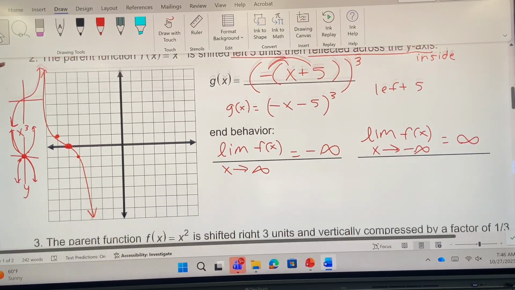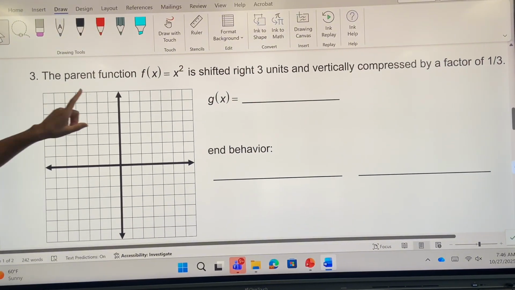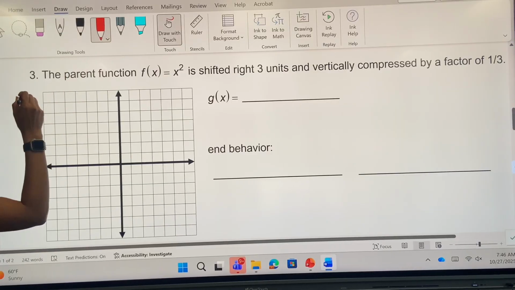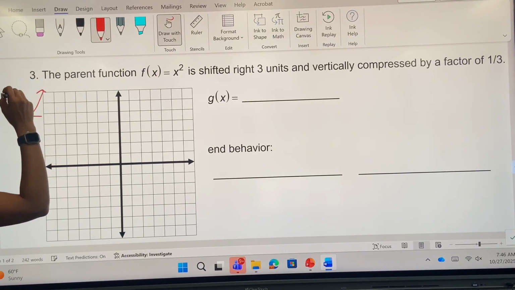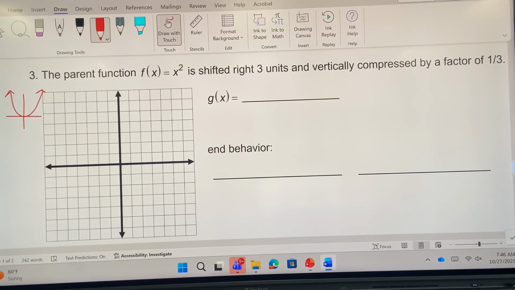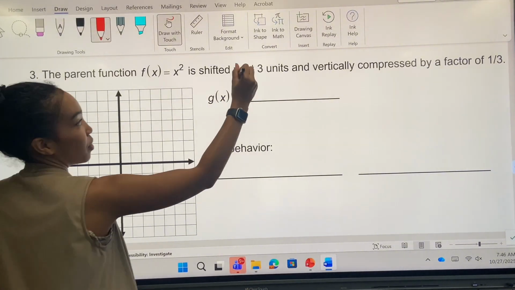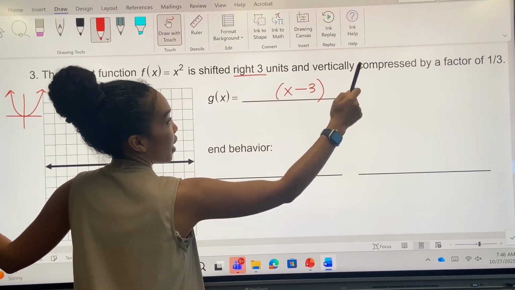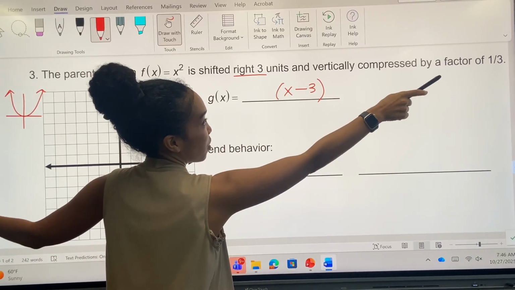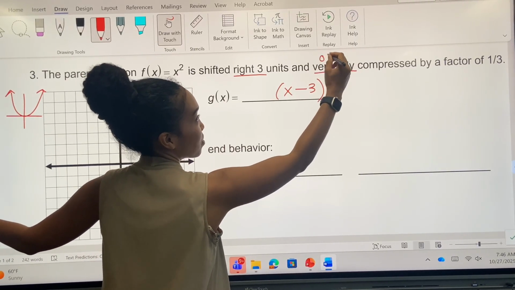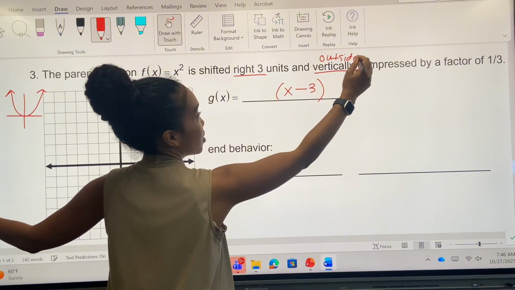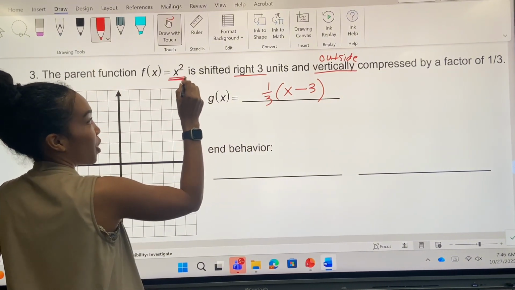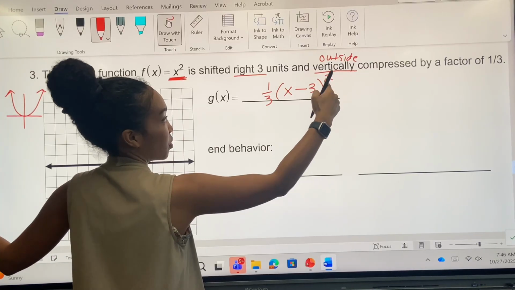All right, next question. This is the quadratic. So that will look like this. That's the U-shaped graph. However, it was transformed. It went right 3 units, so that'll be at x minus 3. And it was vertically compressed by a factor of 1/3. If it's vertical, this is outside, okay? So that 1/3 will be outside. And then it's a squared function, it's squared. So you're gonna put a little 2 there.